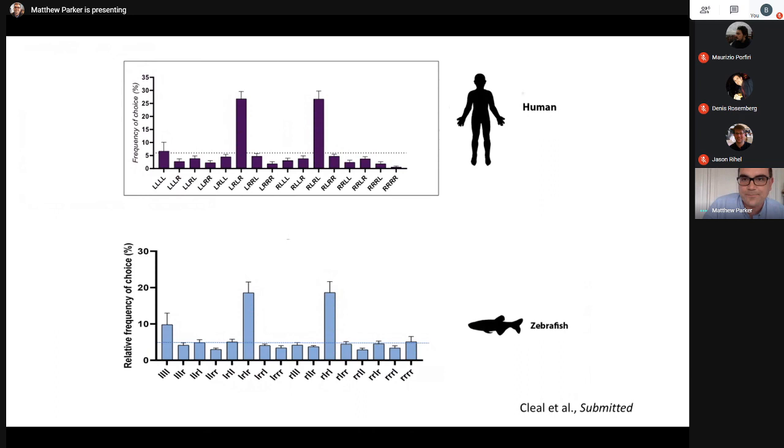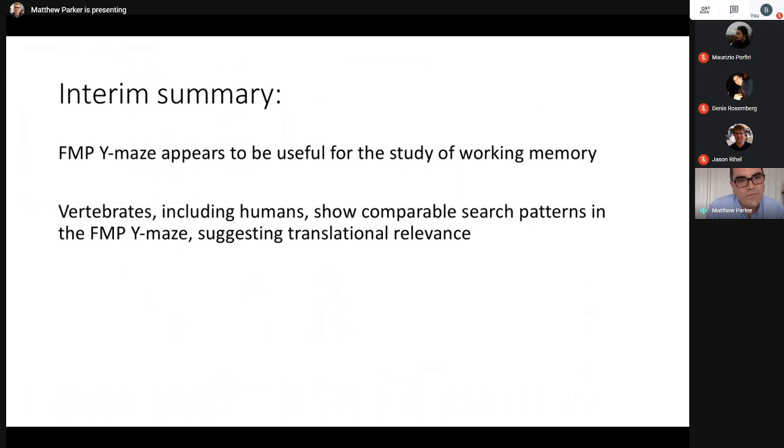Okay, so as a kind of interim summary of the first part of the talk, from what we've seen so far, the FMPY maze does seem to be very useful for studying working memory, because we know, both logically and based on our pharmacology, that the alternations are a memory pattern, and vertebrates, including humans, show comparable search patterns, which means that we have a test that has very high translational relevance. And you can probably envisage already what kinds of things this test could be used for.